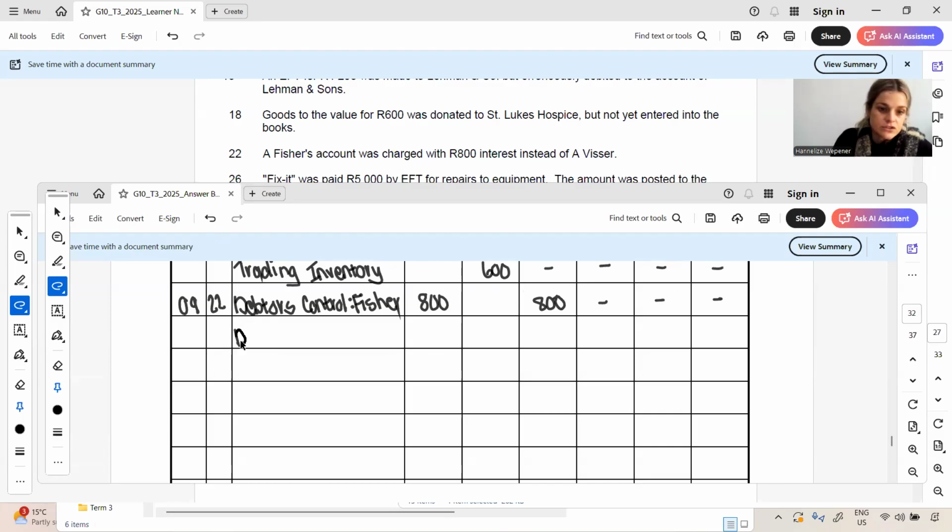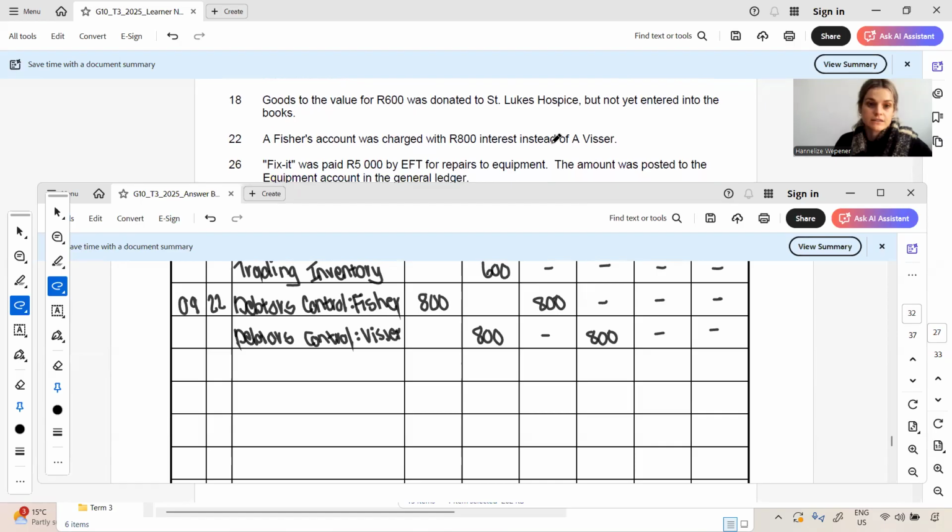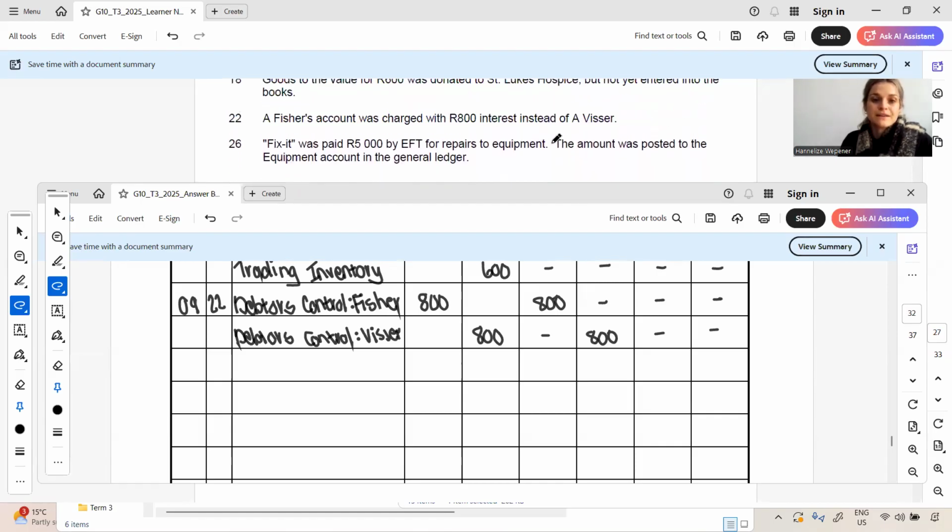Then debtors control, remove it from A Fisher's account. So debtors control, and this is A Fisher. So removing it from his account with a credit. So you need to go to his individual debtors ledger account and indicate the credit there as well. No creditors affected. Okay, last one.